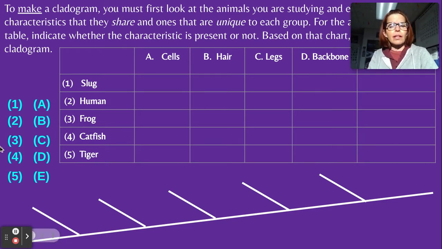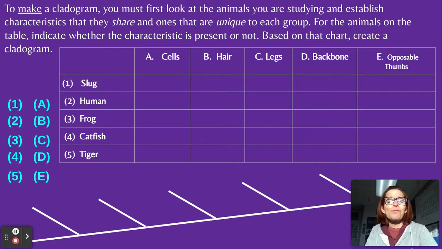So for example, slugs have cells. So you would say yes for cells. They don't have hair. They don't have legs. They don't have a backbone. And get my picture out of the way. They definitely do not have opposable thumbs. That would be funny. So you're going to say yes and then no, no, no, no. So that means that the slug is going to be super early on our cladogram because it doesn't have these derived characters. As opposed to the human, it has yes for cells, yes for hair, yes for legs, yes for a backbone, and yes for opposable thumbs.